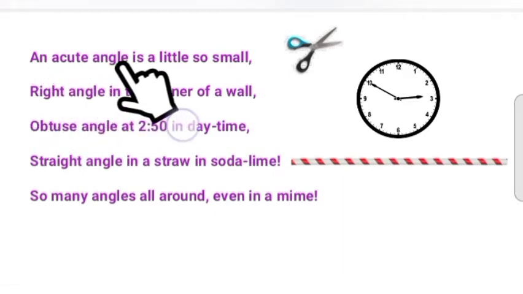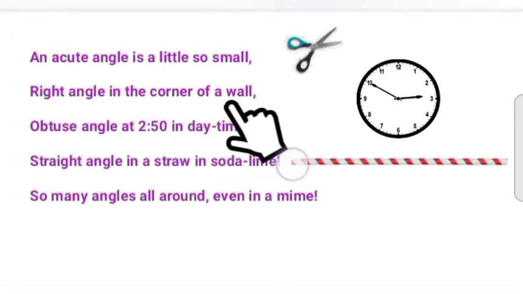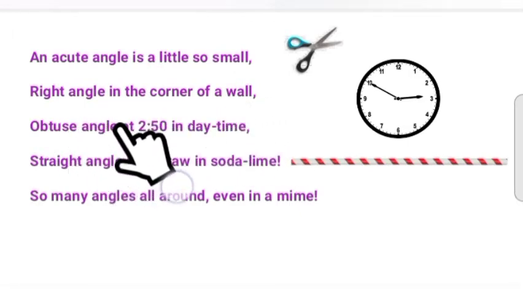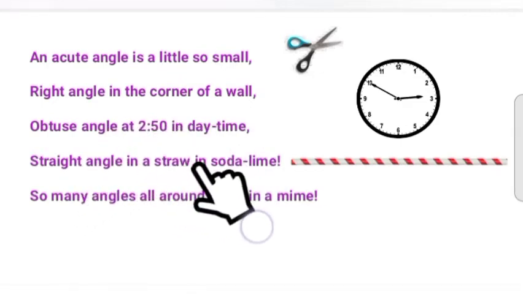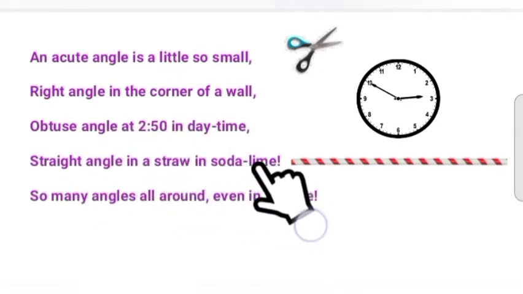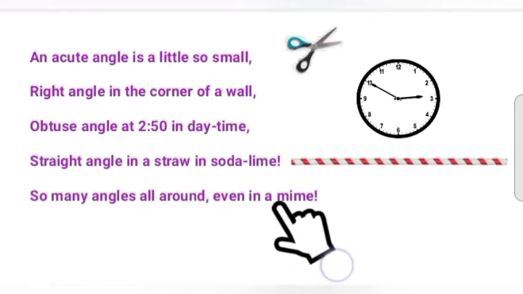An acute angle is a little, so small. Right angle is the corner of a wall. Obtuse angle at 2:50 in daytime. Straight angle is a straw in a soda line. So many angles all around, even in a mine.